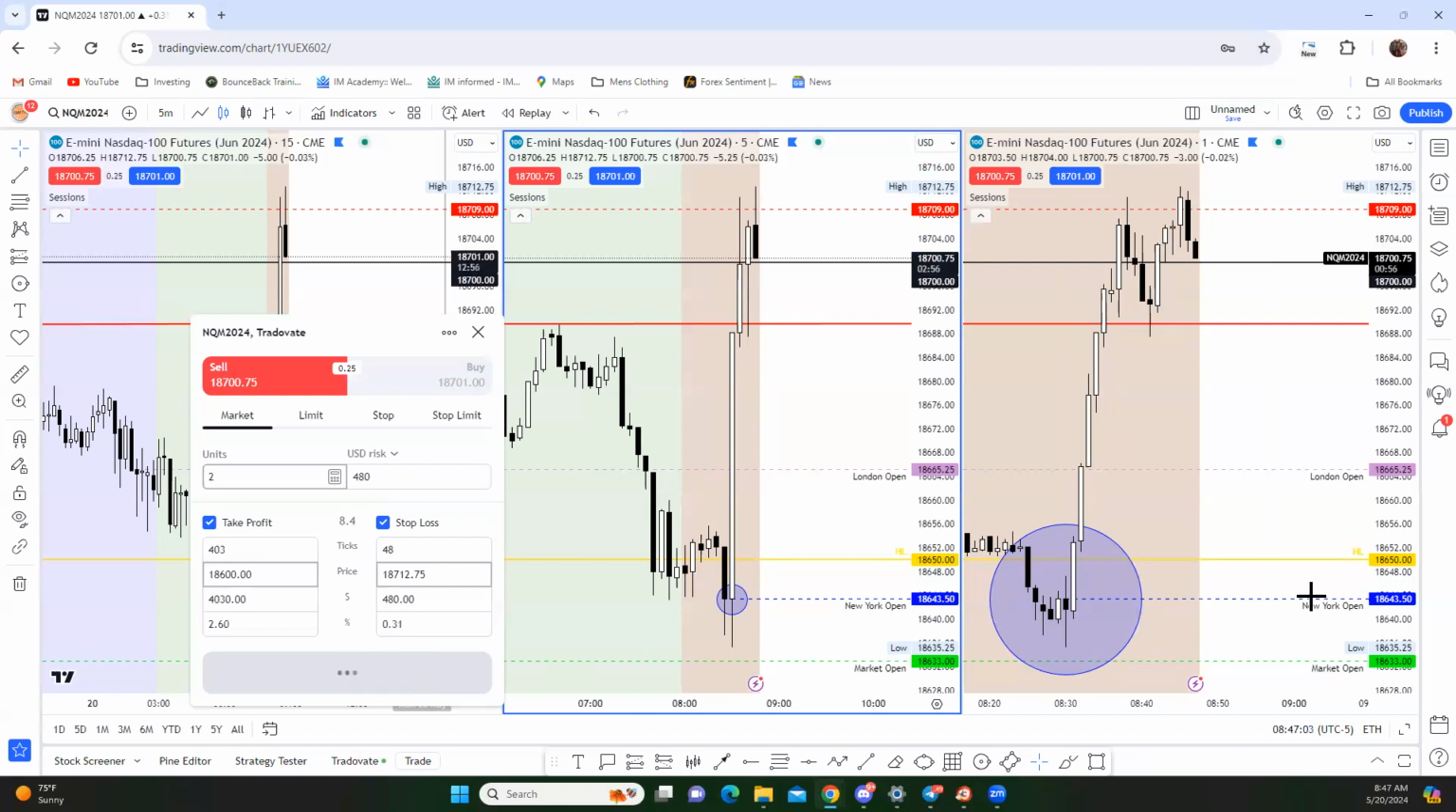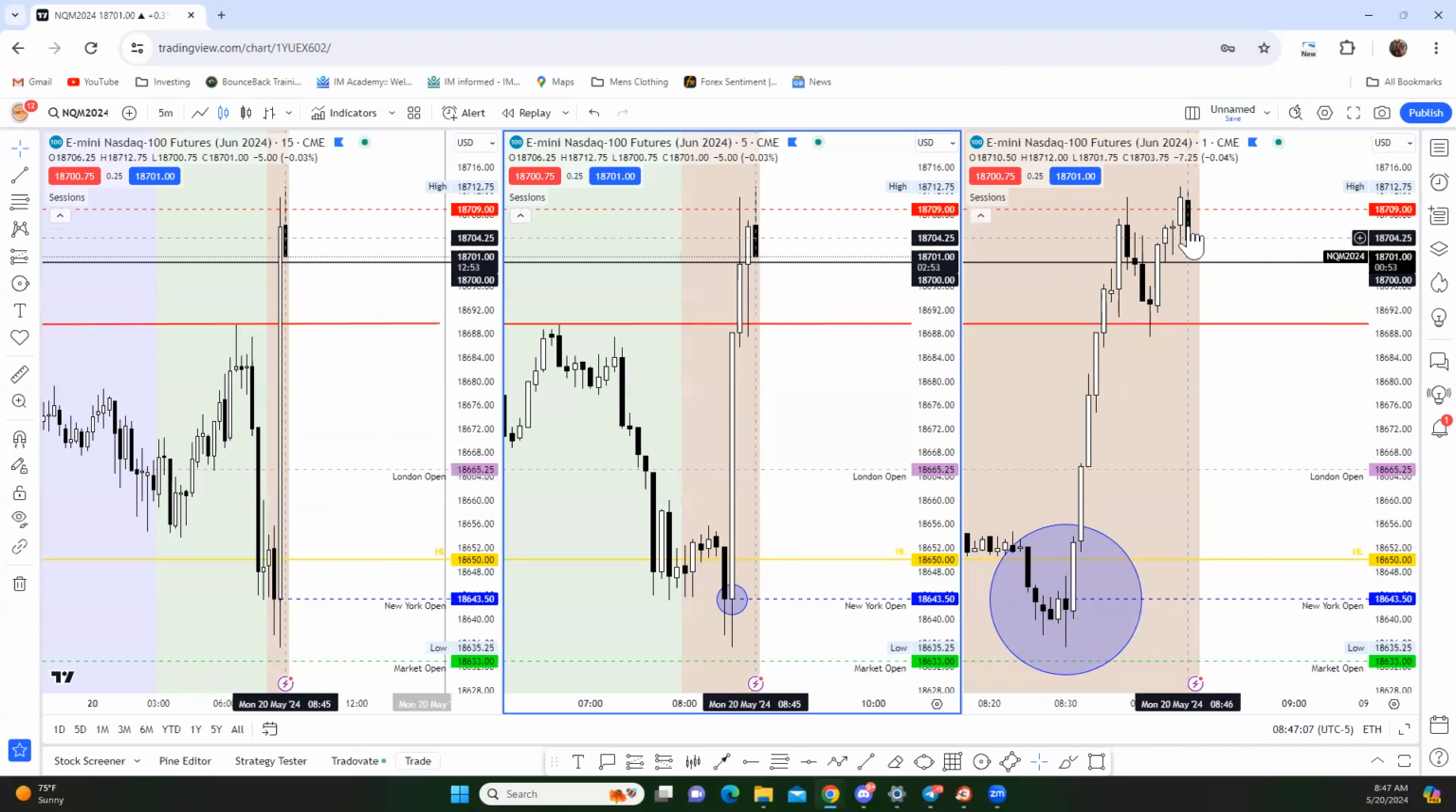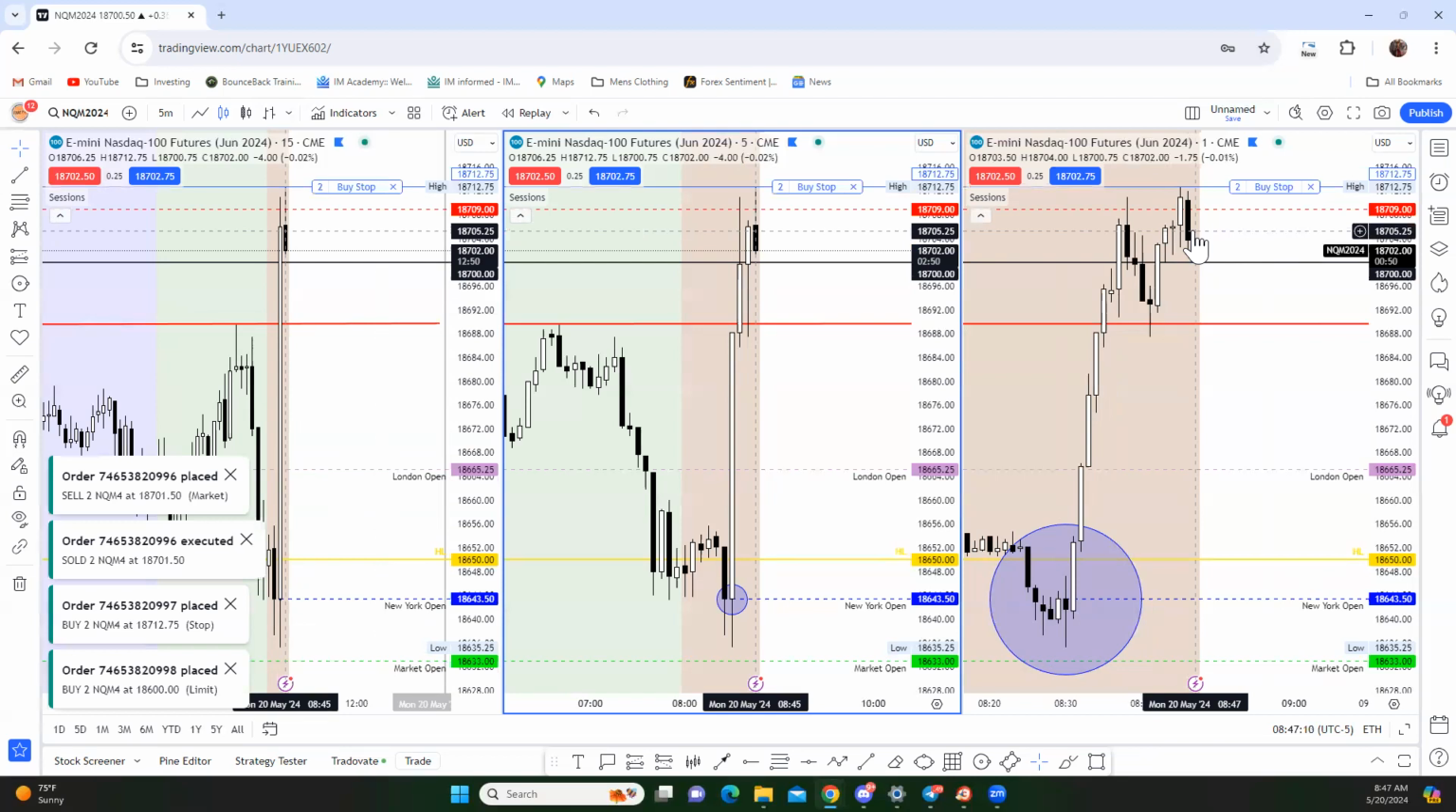So right in that area. So they didn't give another chance. They just basically gapped it. Oh, that's so loud. So the entry goes there.